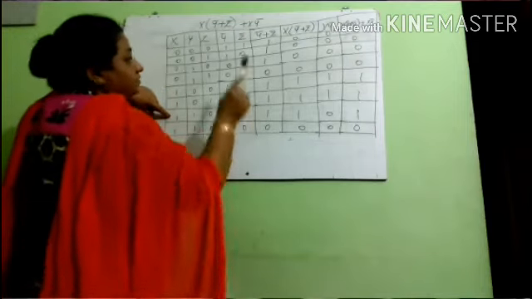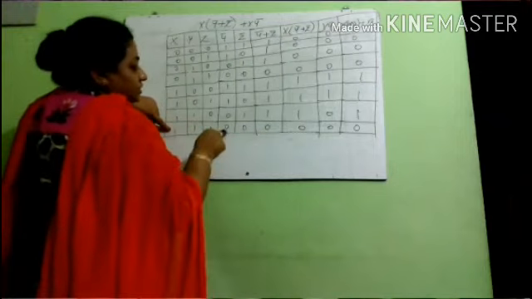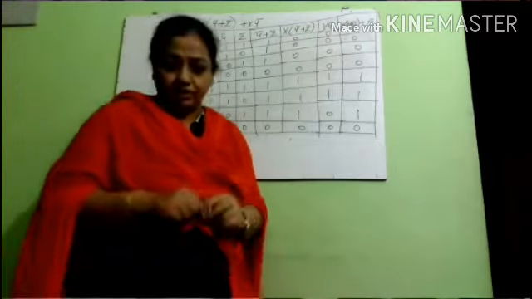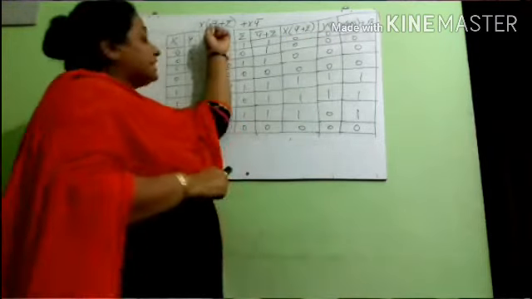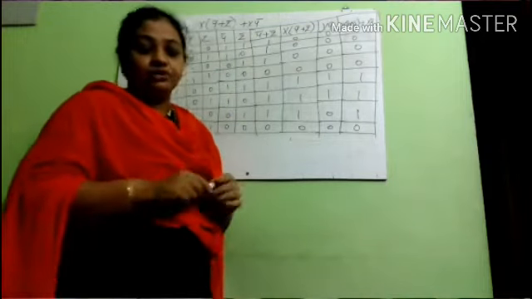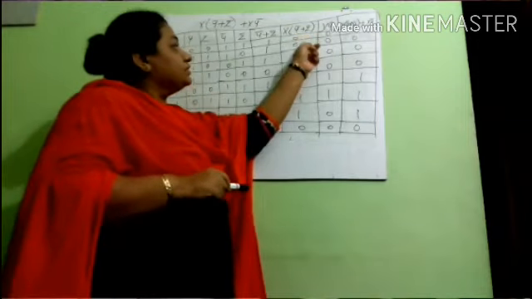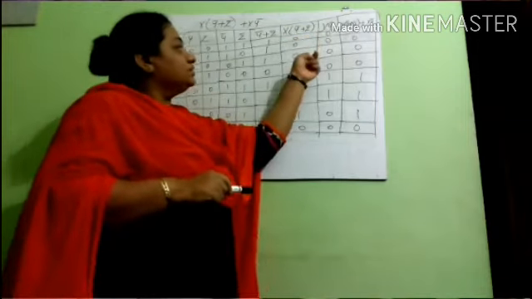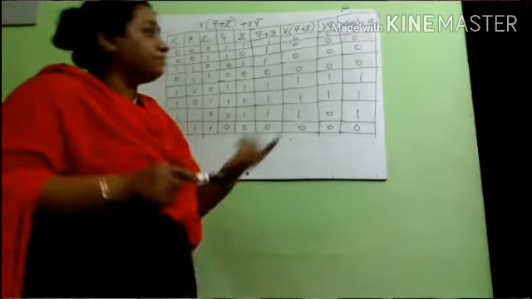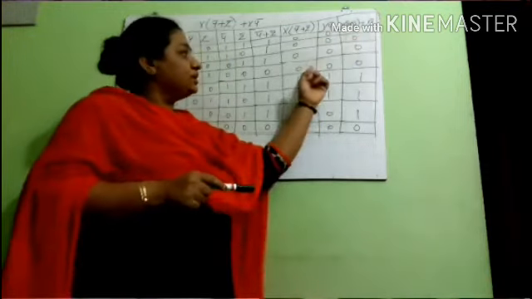Now we need to perform x y bar. That is, we take the x column and the y bar column, and these two we have to AND. 0 and 1 is 0. 0 and 1 is 0. 0 and 0 is 0. 0 and 0 is 0. 1 and 1 is 1. 1 and 1 is 1. 1 and 0 is 0. 1 and 0 is 0. So now we have got the x y bar column.